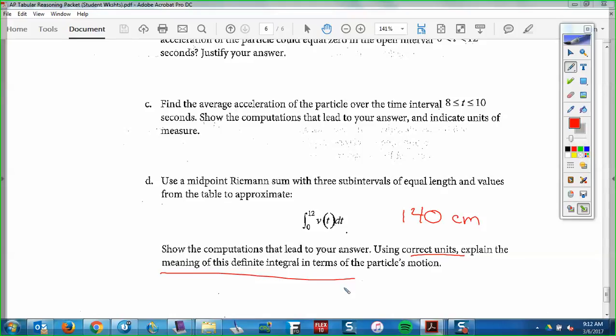The net distance traveled between 0 and 12 seconds. The net distance traveled between 0 and 12 seconds.